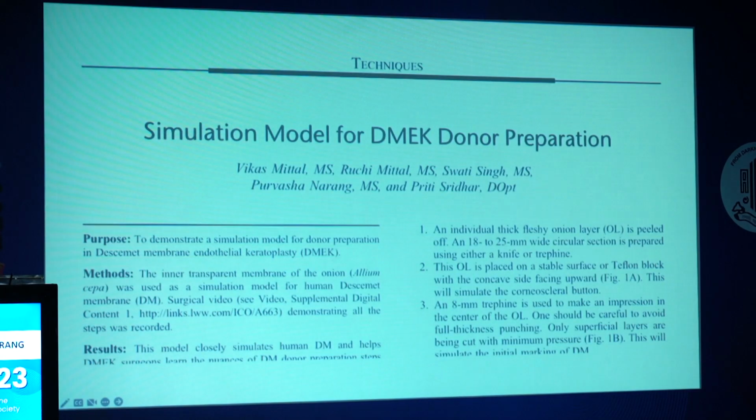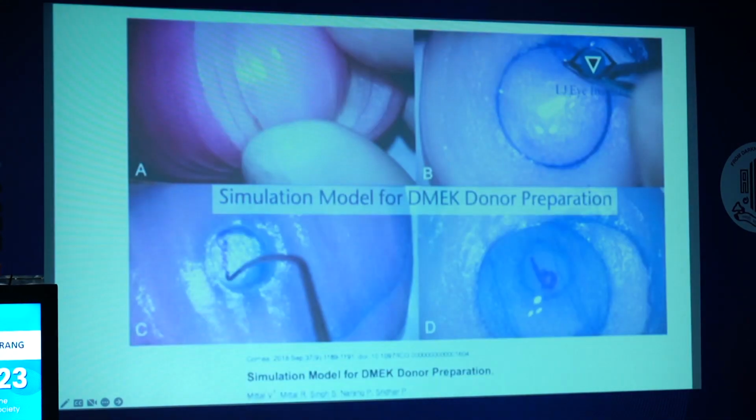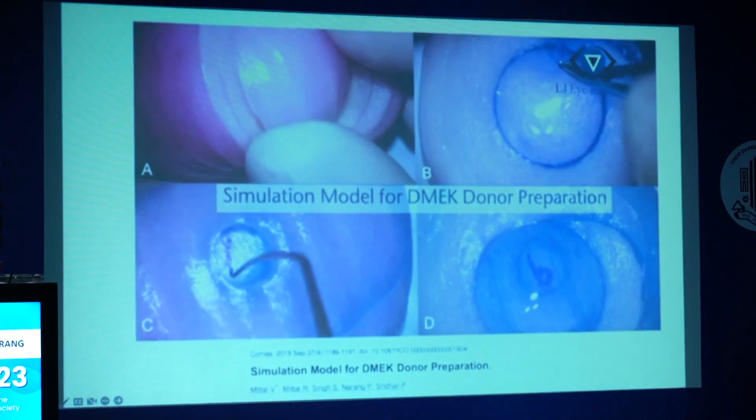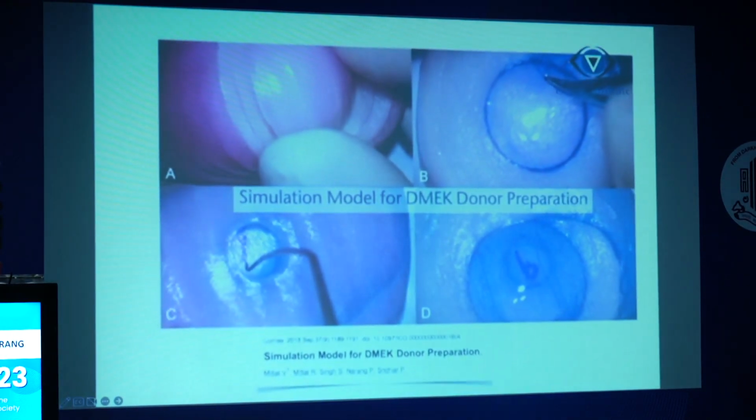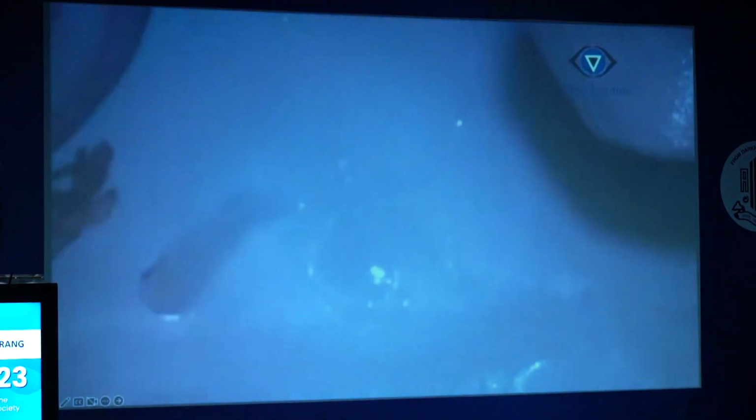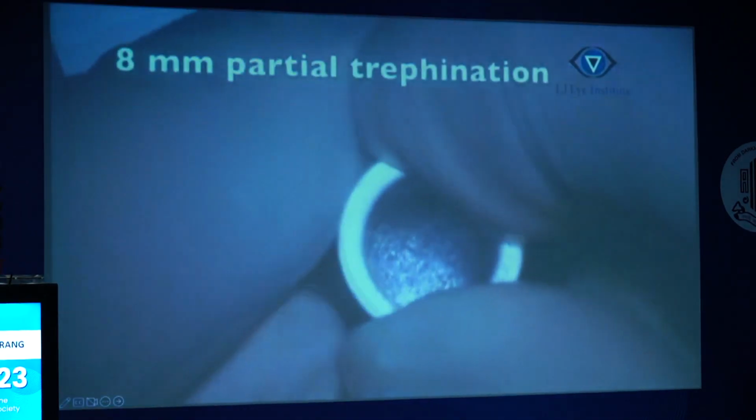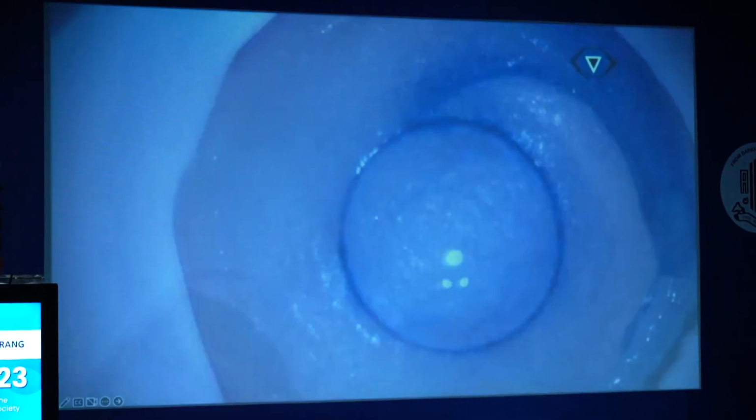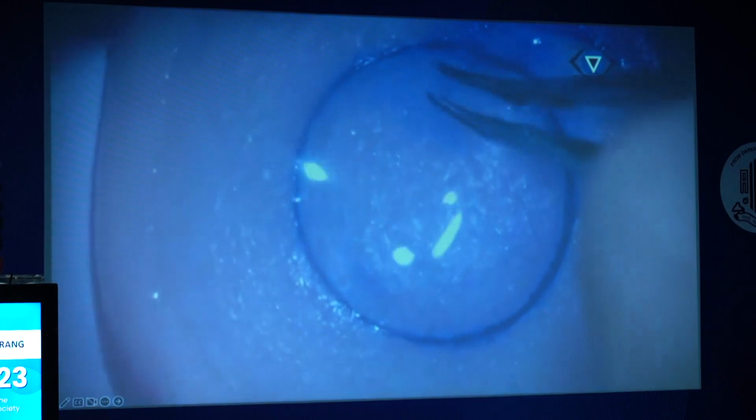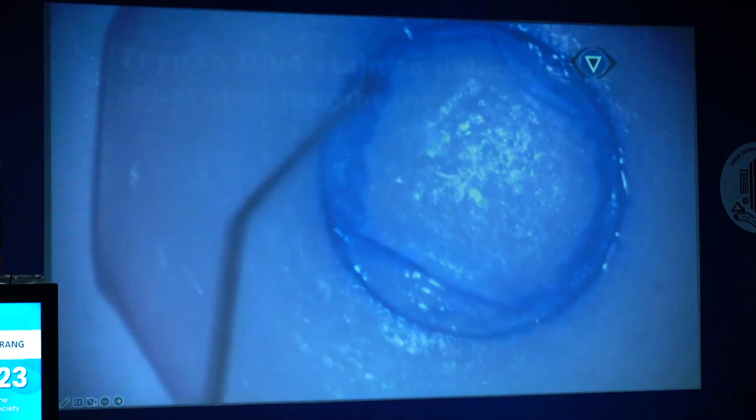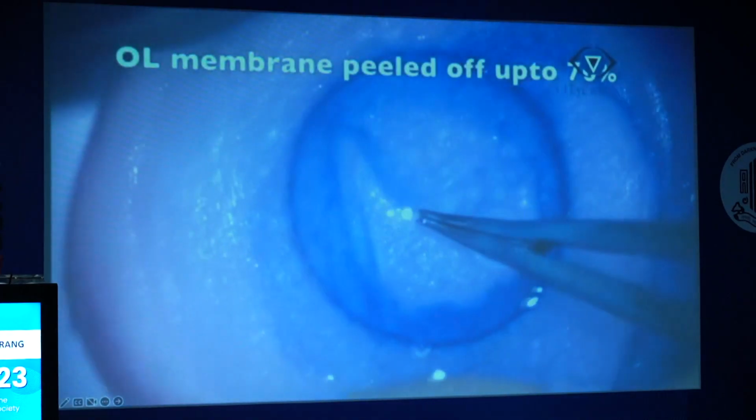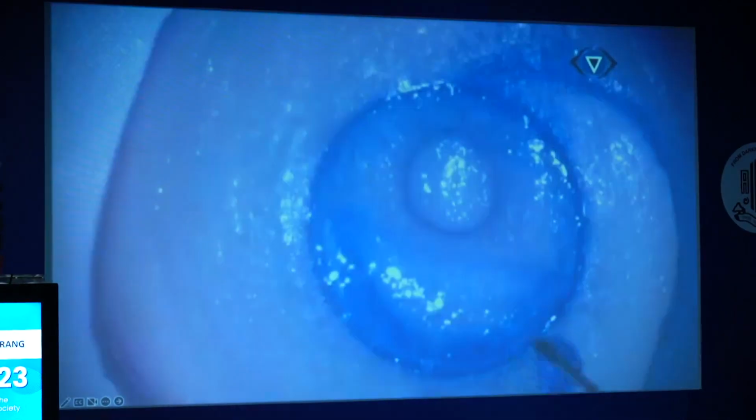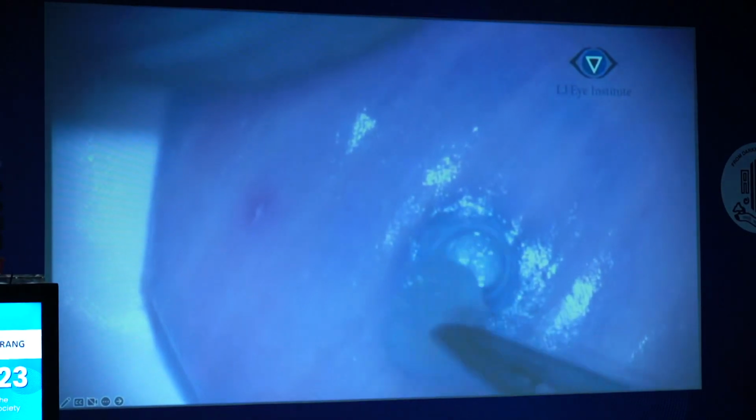Based on these tools, we have also published certain models, and this is the humble onion that we have in our kitchens, which we have devised as a tool for practicing DMEC. As you can see, you can just take a peel and place it on the Teflon block, and you can practice partial thickness trepanation. It stains almost like the human tissue. It peels off just like that, and it can be a good simulator of the tactile reflexes that you have to develop.